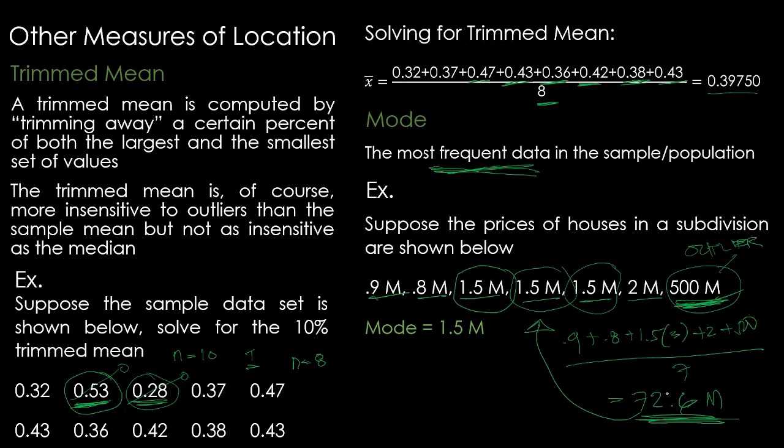In your opinion, this does not represent the values of the data. Better use mode because it best represents the whole of the data given. So if we have measures of central tendency or measures of location, we also have measures of variability.